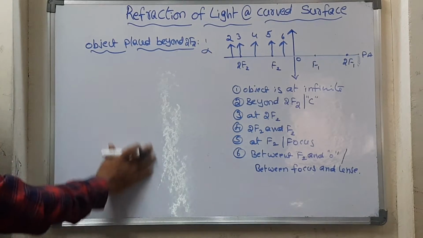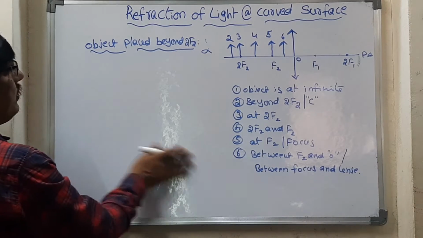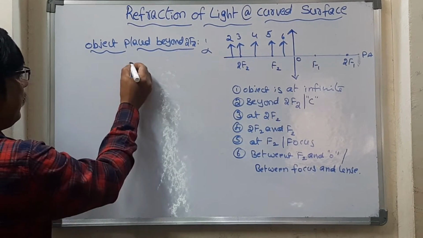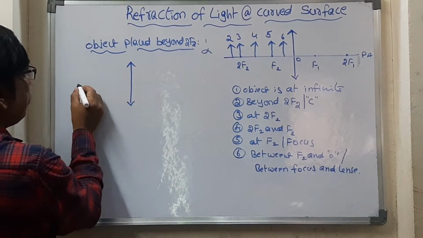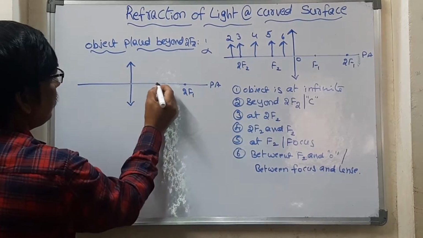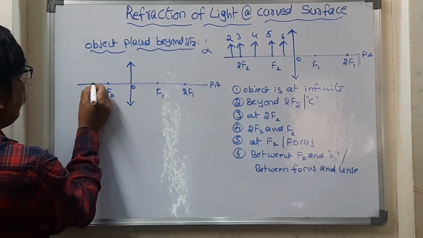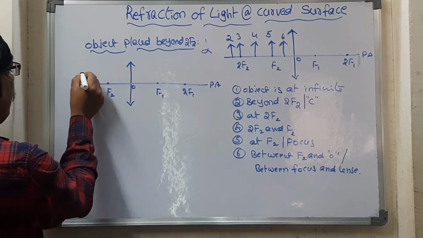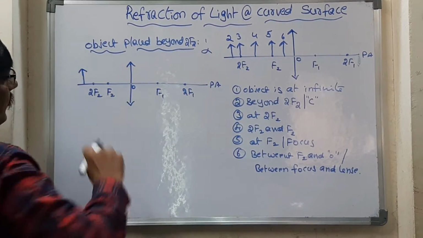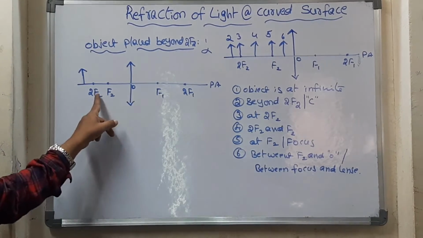Right from here the most important topic comes to us. And see here how the image is formed. First of all, take a convex lens, then take the principal axis, 2F1, F1, optic center, F2, 2F2. So the object will be placed here, where we have placed the object beyond 2F2, on this side.